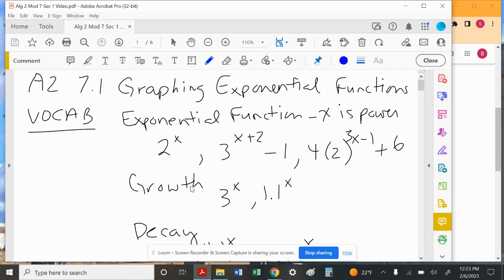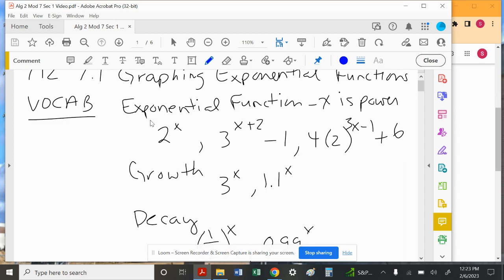So today we're moving into a new module, Module 7, Section 1. We're going to be looking at graphing exponential functions. So a little bit of vocabulary. An exponential function is something that has the variable x in the power.